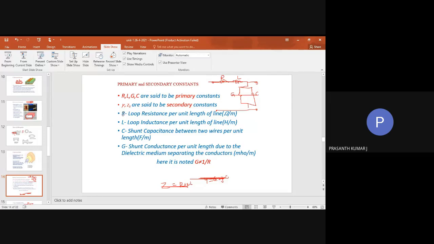Now, if you look at this R, we are defining this R as loop resistance per unit length of line. Because all these are defined for a transmission line, we are defining per unit length. Similarly, L is loop inductance per unit length of line. C is shunt capacitance per unit length, and G is shunt conductance per unit length.